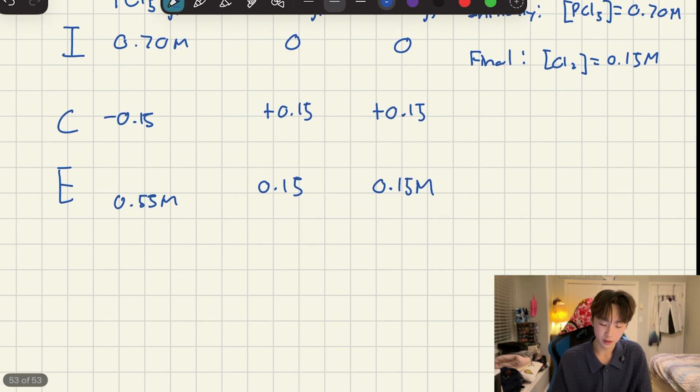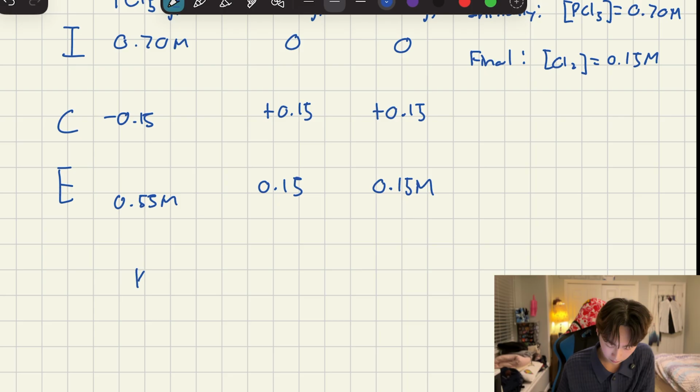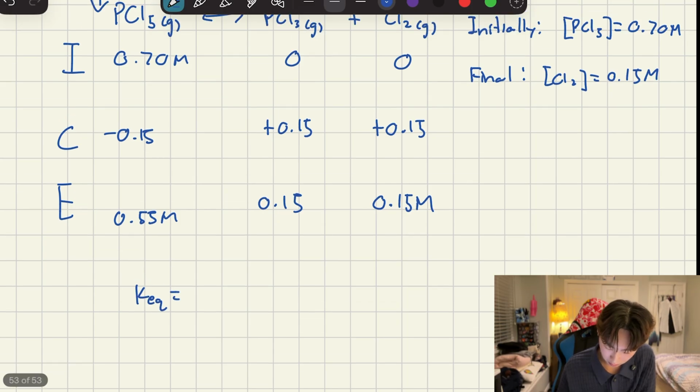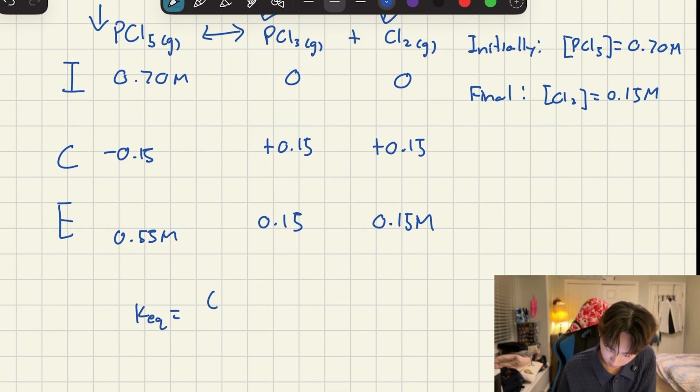And now with our 3 final equilibrium concentrations, we can find our KEQ. It's equal to our products, so 0.15 times 0.15 over reactants.